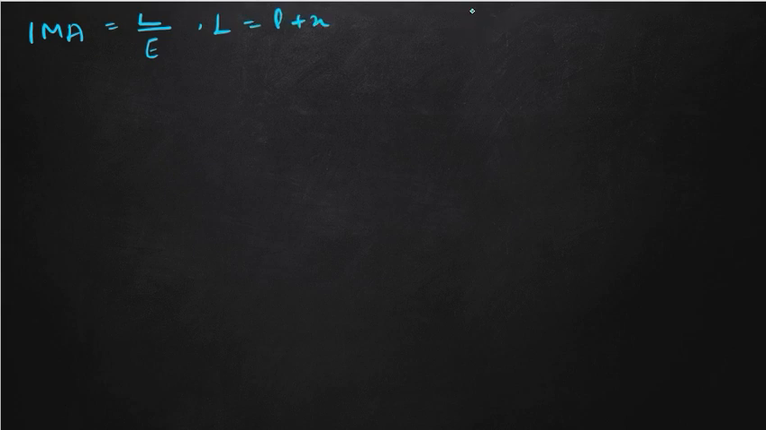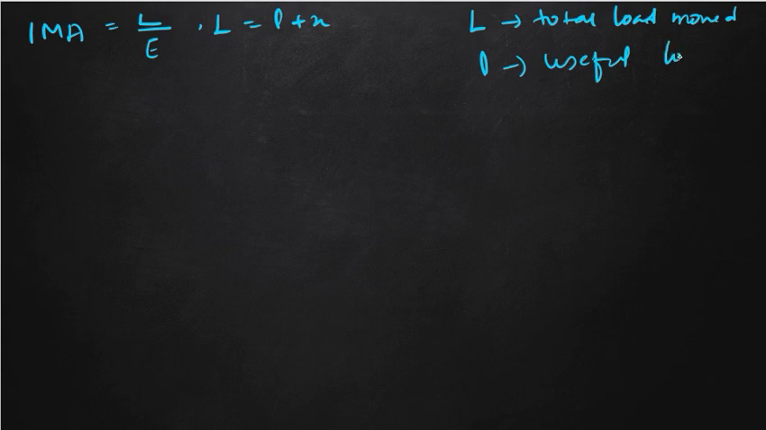Now if we define what L is, L is the total load moved. And what is the total load moved? It is small l plus x. Small l is the useful load moved, and x will be the load due to friction.